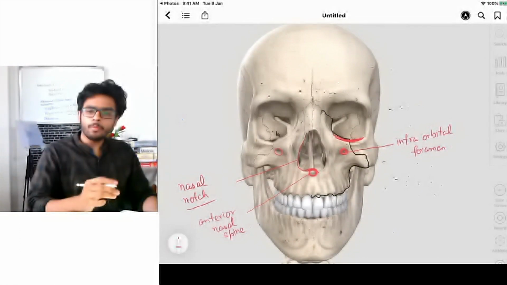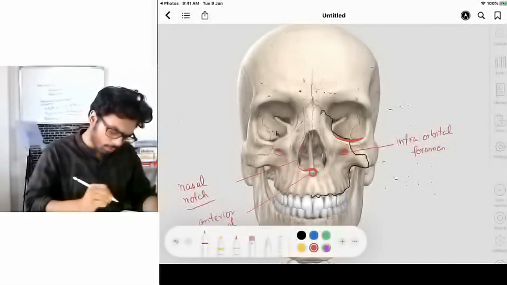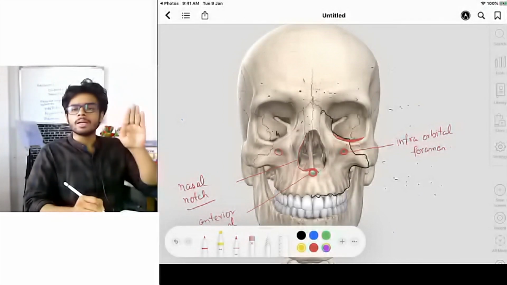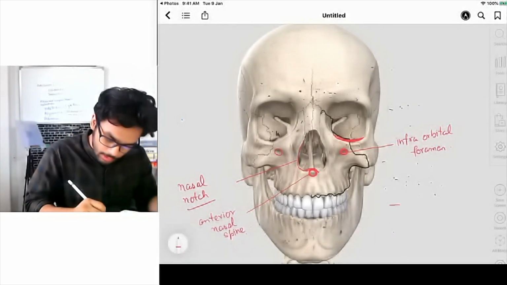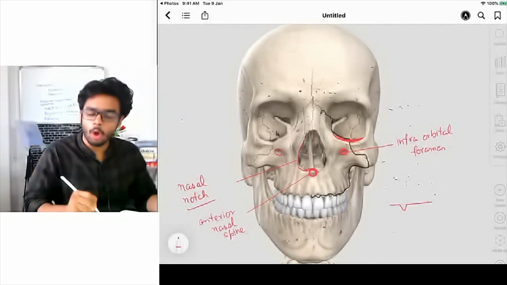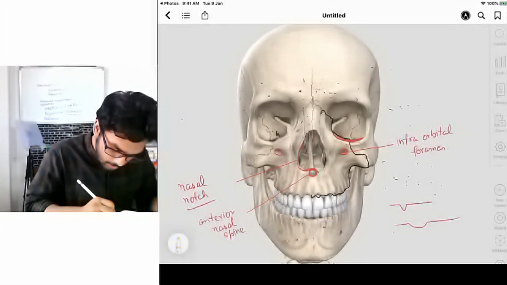Now we have other structures. Here we have fossa. What does the word fossa mean? Fossa means a slight depression, which is not deep but shallow, like this. This is a notch. But what is fossa? This is fossa. Am I clear? So can you see this structure?